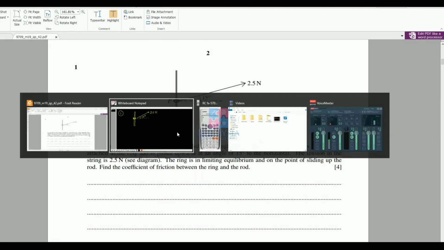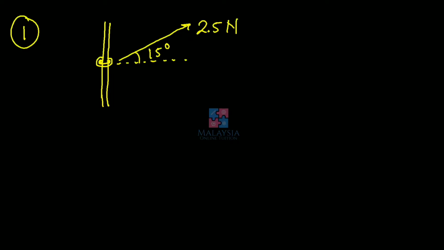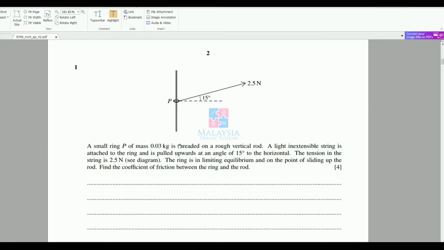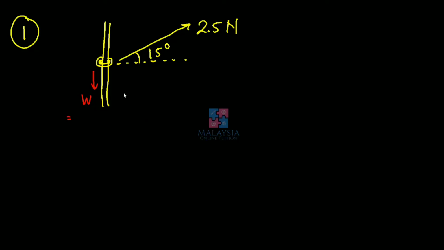All right, so now what we can do is to list down all the forces that they didn't give us. Okay, so the first one will be the weight of the ring, which is 0.03 multiplied by 10, so that will be 0.3 Newton. And then, as I mentioned just now, the friction force will also be acting downwards since the ring is at the point of sliding up the plane.